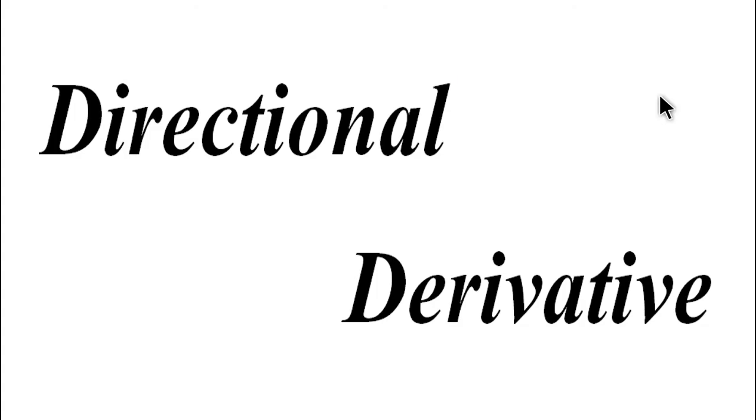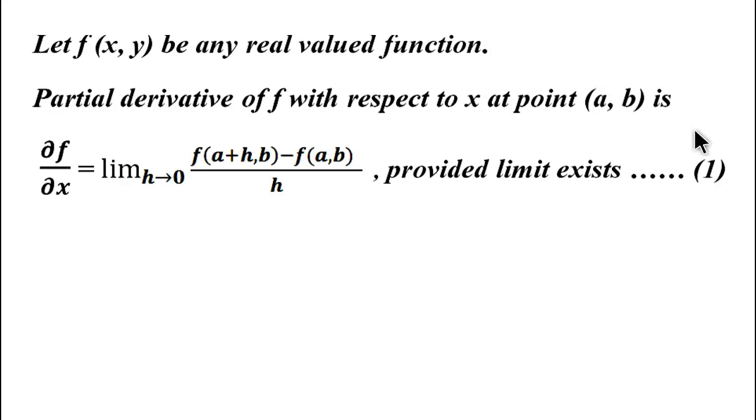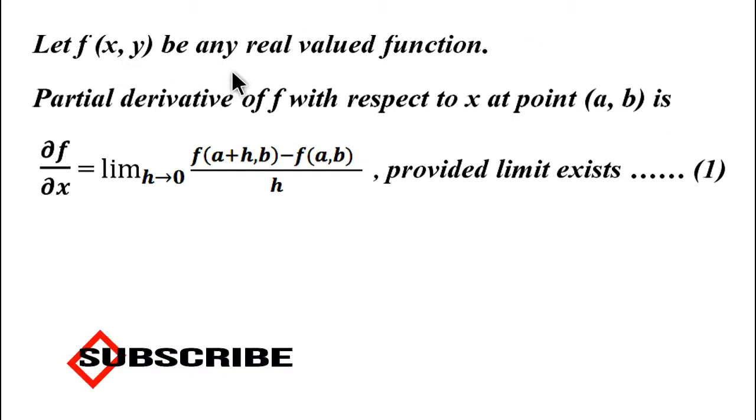Hello friends, today we are going to discuss directional derivative, and first of all we will read the definition of partial derivative. Let f(x, y) be any real valued function. Then the partial derivative of f with respect to x at any point (a, b) is given by this limit: limit h approaches 0, f(a + h, b) minus f(a, b) over h.